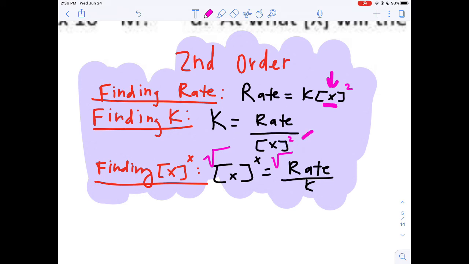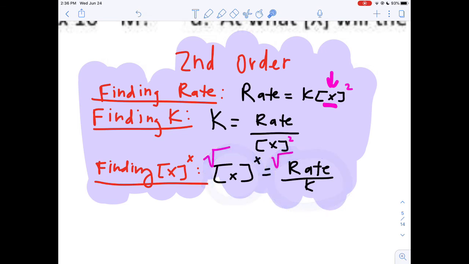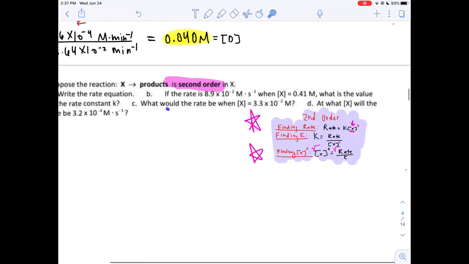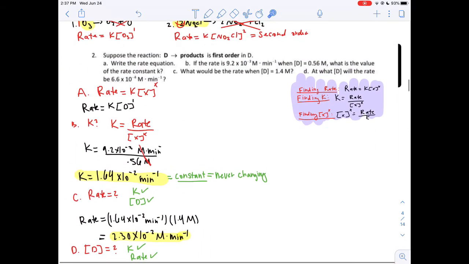Only the concentration. But when you're finding the concentration, since it's second order, you would have to square root the answer you get. And I put little square roots there so you don't forget. Just because it's to the power of 2, you have to square root to get the inverse. So yeah, that is how you solve basic rate law problems.